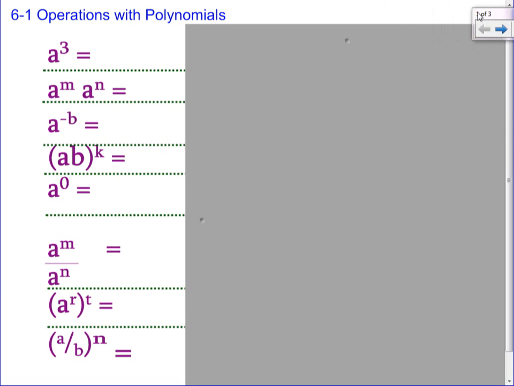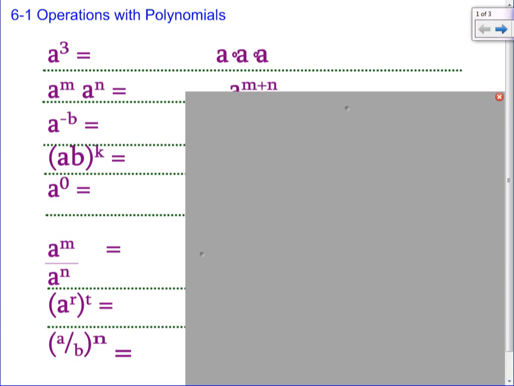So in chapter 6, we're looking at polynomials, and there's three different things we're looking at in this chapter. But first, we're going to look at just some basic exponent rules. Okay, so all of this is review, but these are just some rules that we're going to go through. There's not a whole lot to write down here, but it's just going through what each of these things mean.